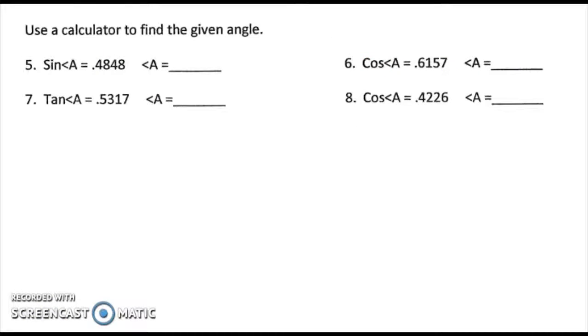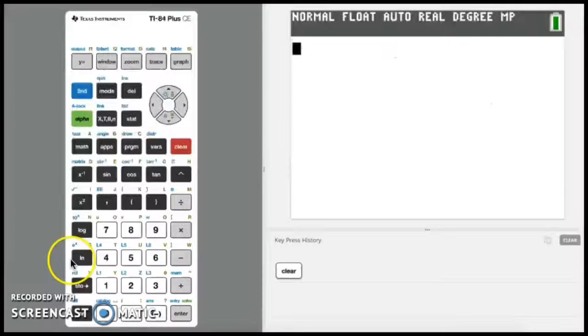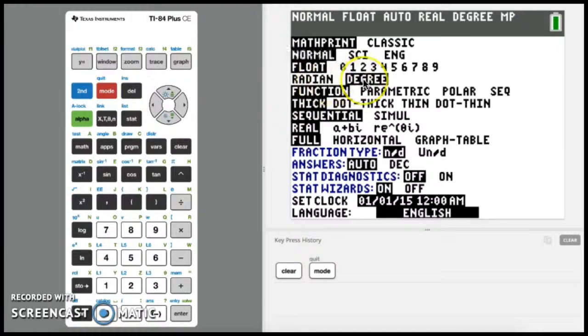Alright, 5 through 8 are the fun, easy ones. Starting with number 5, we have sine of A equals 0.4848, and we're looking for angle A. So let's use the calculator to do that. Make sure it's in degrees first. Remember, check mode. It will tell you here that it's in degrees or radians. Make sure this one's highlighted.